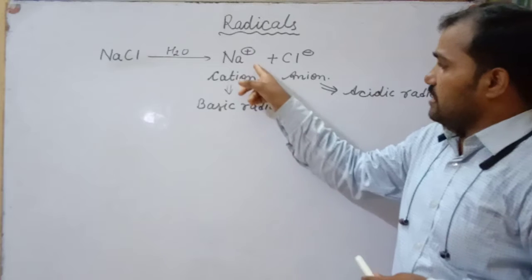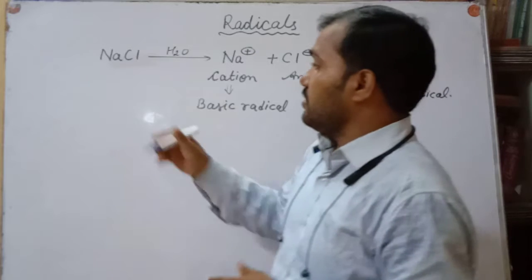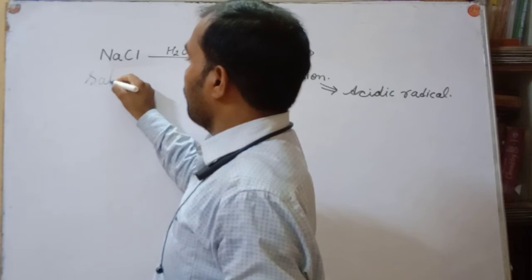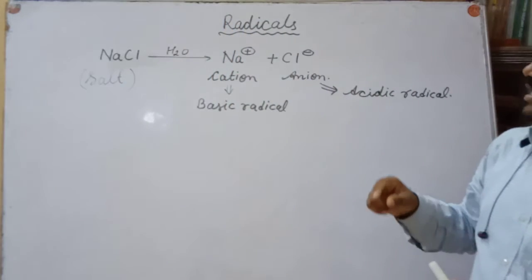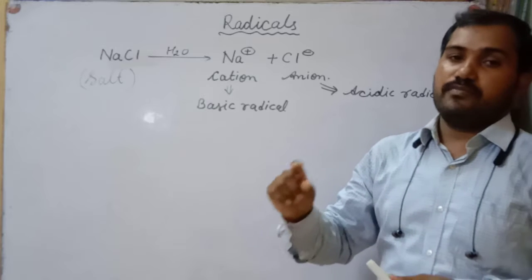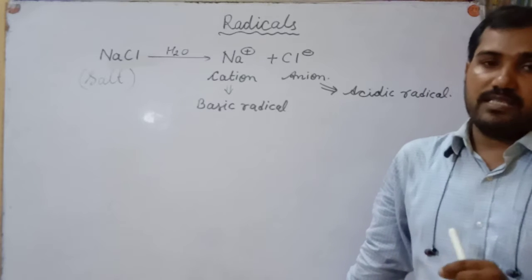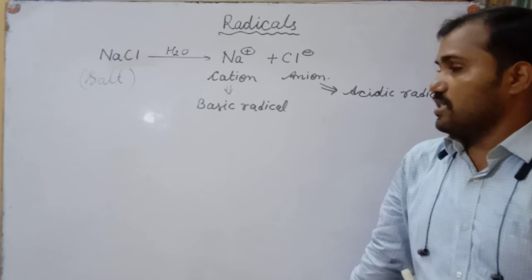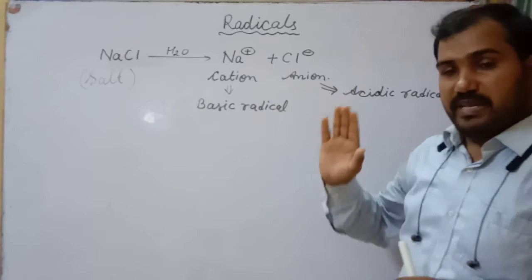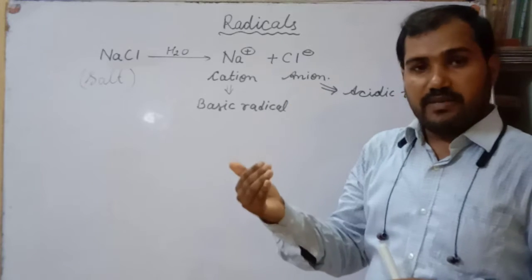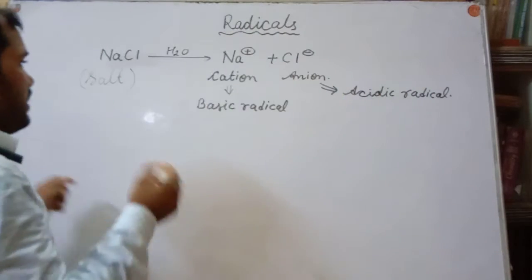Dear students, this cation came from the base. Actually, this is the salt. As you know, salt is formed by the chemical combination of acid and base by the neutralization reaction. That neutralization reaction is exothermic, means heat energy is released during the process. So this salt is formed by the combination of acid and base. The basic part is Na+. It came from NaOH.